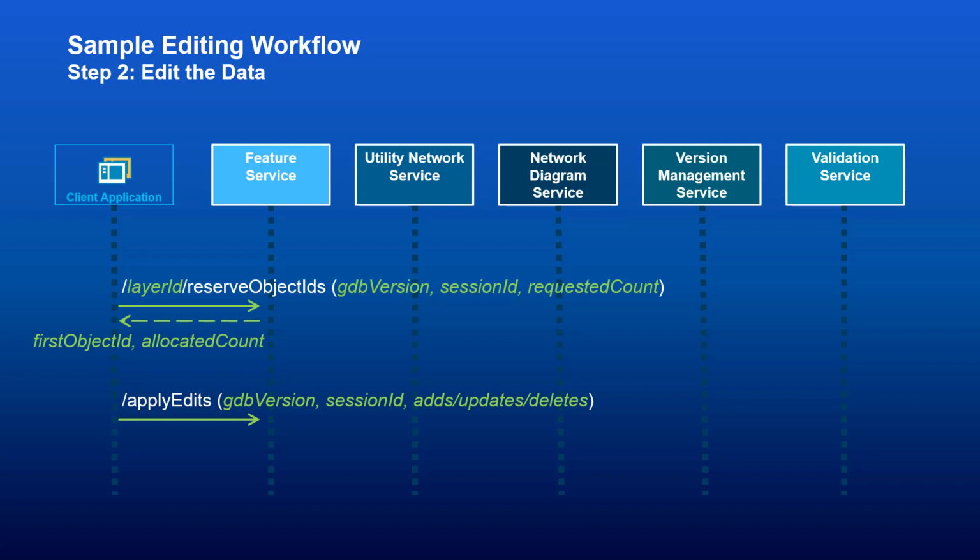So with these object IDs, you're able to actually edit the data. For this, you will call the apply edits operation. So note here that there are two apply edits operation on a feature service. There is one at the root of the service, and this is the one that I'm showing here. And then there's one at the layer level. So you would go layer ID, apply edits. There's no difference in using one or the other. The only advantage of using the one from the root is that you can edit data from multiple layers or tables in the same operation. So yet again, when you call apply edits, you have to provide the version name, your session ID, and then a collection of either adds, updates, and deletes.